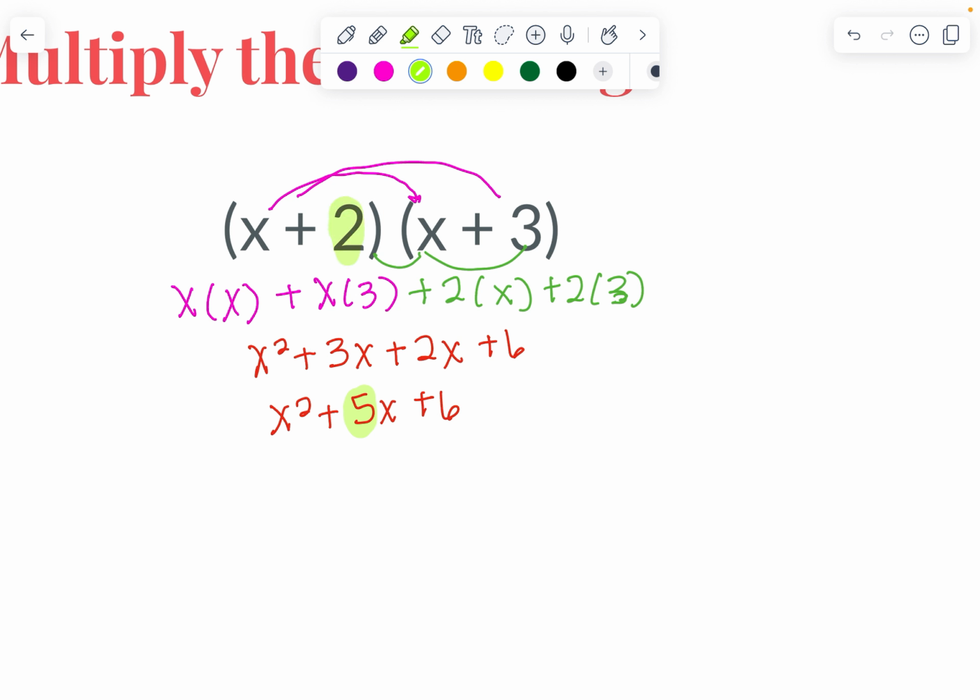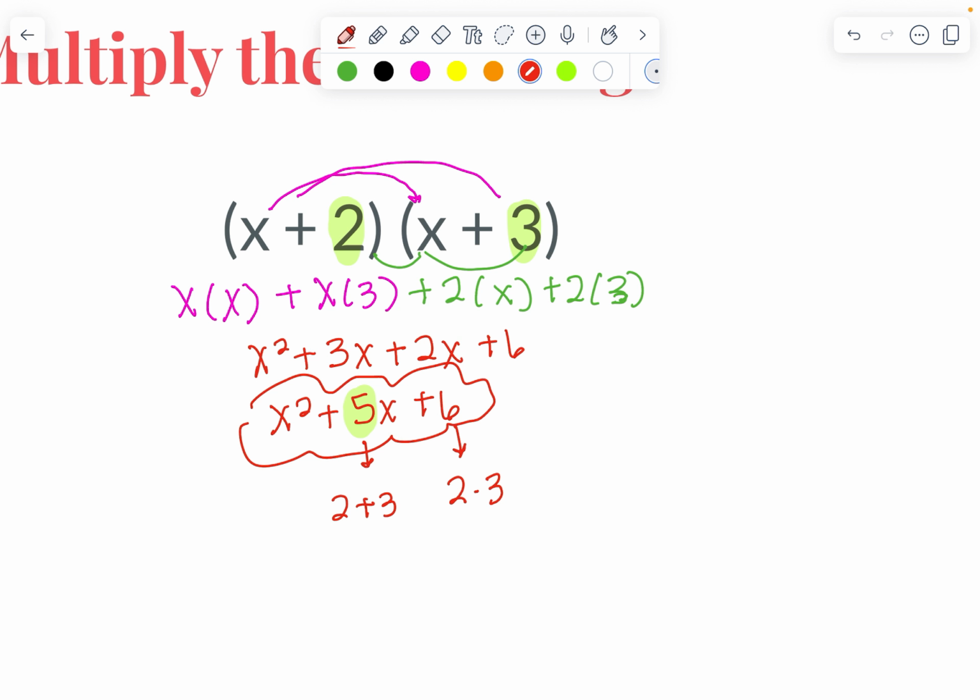So my 2 and my 3, 2 plus 3 equaled 5, and 2 times 3 equaled 6. So that's what we're going to use to find our factors. We're going to go backwards. We're going to start with something like this, and our final answer is going to be something like that.